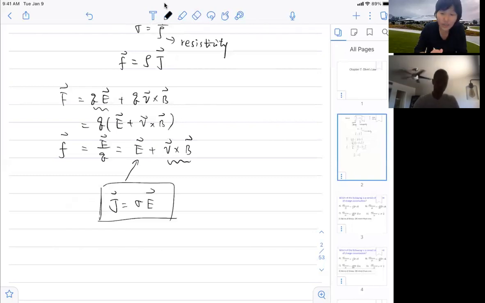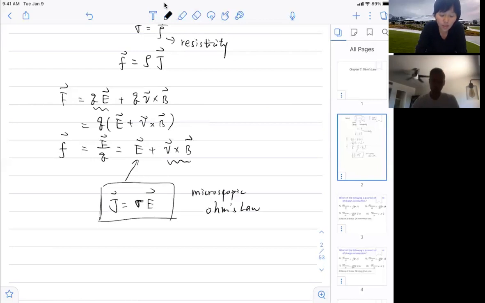Okay. And that is what we call Ohm's law. Now you know Ohm's law from intro physics. It looks a little bit different from this, right? And this is the microscopic Ohm's law. Current density is proportional to the electric field.